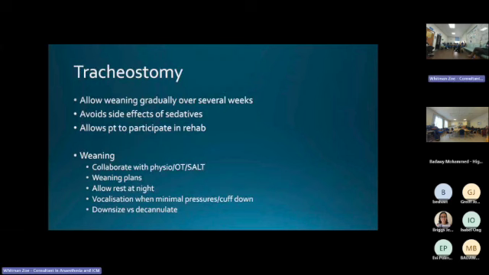The advantage of a trachea is that you can wean gradually over several weeks, and it avoids the side effects of sedatives and lets them rehab a bit, basically, with the other therapists, and you can change what works and what doesn't, and let them have proper day-night cycles and help with delirium. And let them talk as well. That's really important. So when they've got a trachea, they can't make themselves talk, and I think it's very isolating.